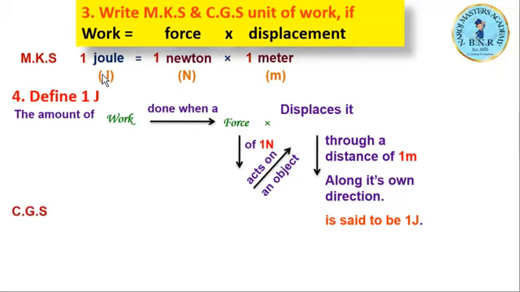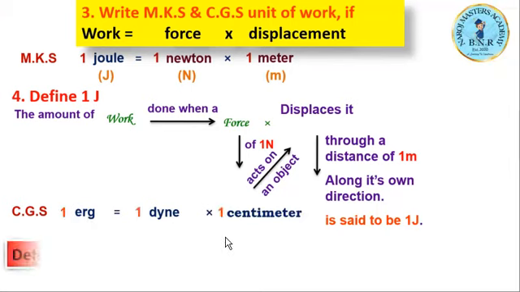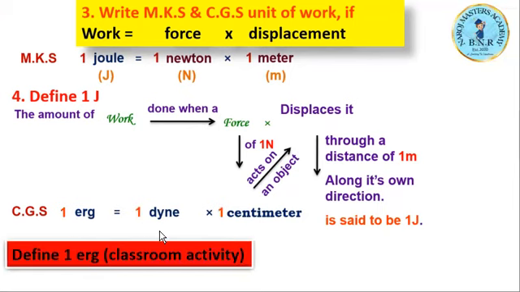In CGS, instead of joule we have erg, instead of Newtons, dynes, and instead of meters, centimeters. So the CGS unit of work is erg, which is equal to dyne centimeter. 1 erg is equal to 1 dyne into 1 centimeter. So define 1 erg, classroom activity this is. So 1 dyne instead of 1 Newton and 1 centimeter instead of 1 meter. Same definition. And here instead of 1 joule, we'll write 1 erg.